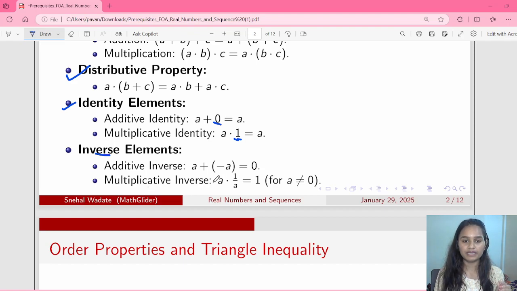Then we have the multiplicative inverse, the number by which we multiply and we will get the multiplicative identity, which is 1. So a into 1 by a, you know, is 1. But a should not be equal to 0. Why? Because 1 upon a is not defined then.